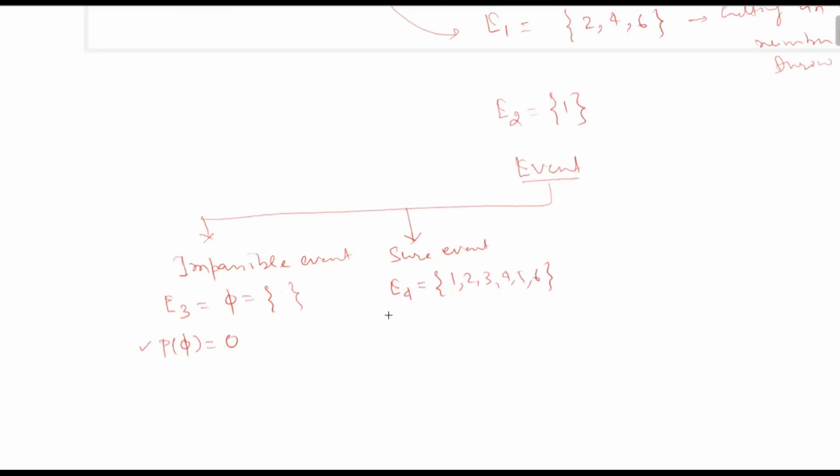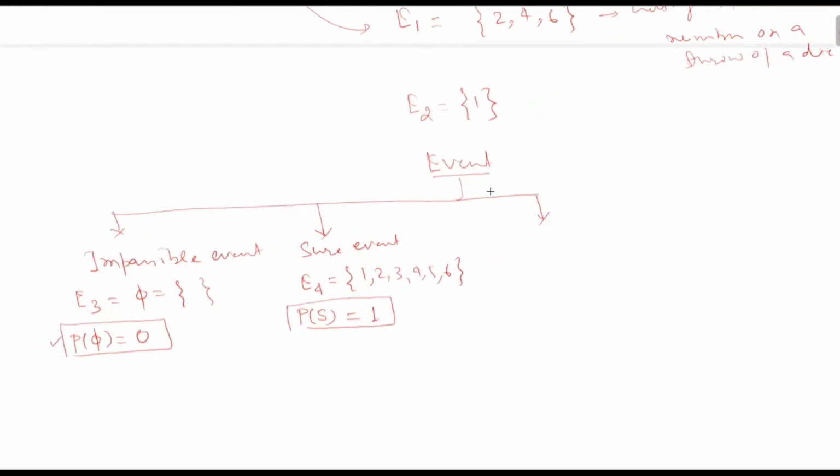The probability of such an event is 1, because this is the sample space itself, and the probability of the sample space is always 1. Now, an event can also be classified by the number of elements in it. A simple event is an event which has got only one element.